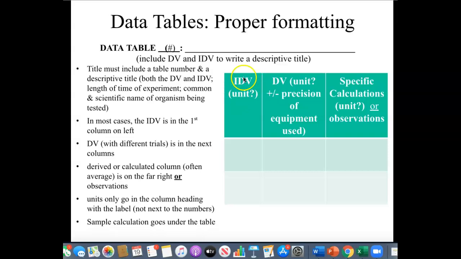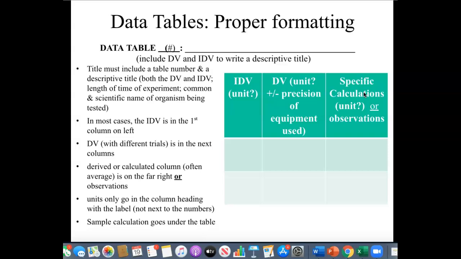Typically, the independent variable is on the left side of the table, followed by the dependent variable, and then followed by anything else that the experiment might have you do. And there can be more columns. So if you had to record a calculation, like an average, that could go in this column. If you also needed to record observations, then there could be a fourth column. It just depends on your lab and what's required.